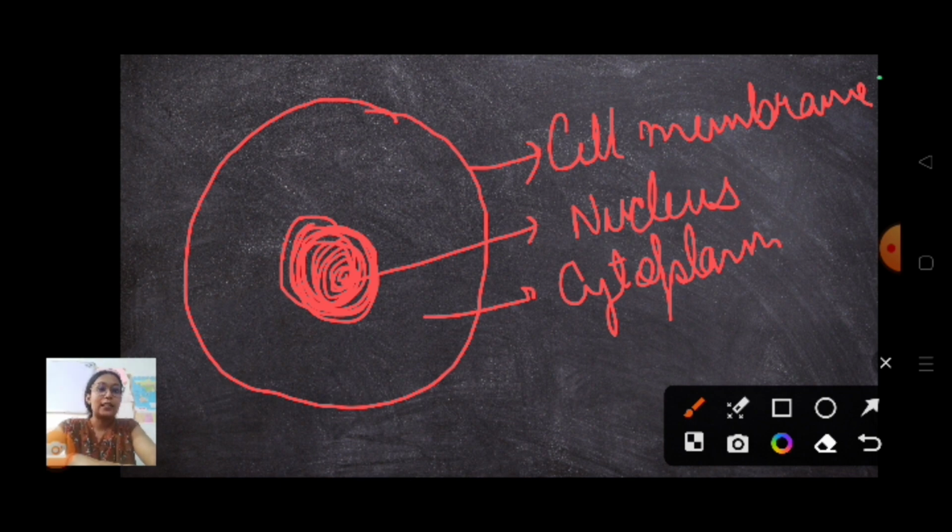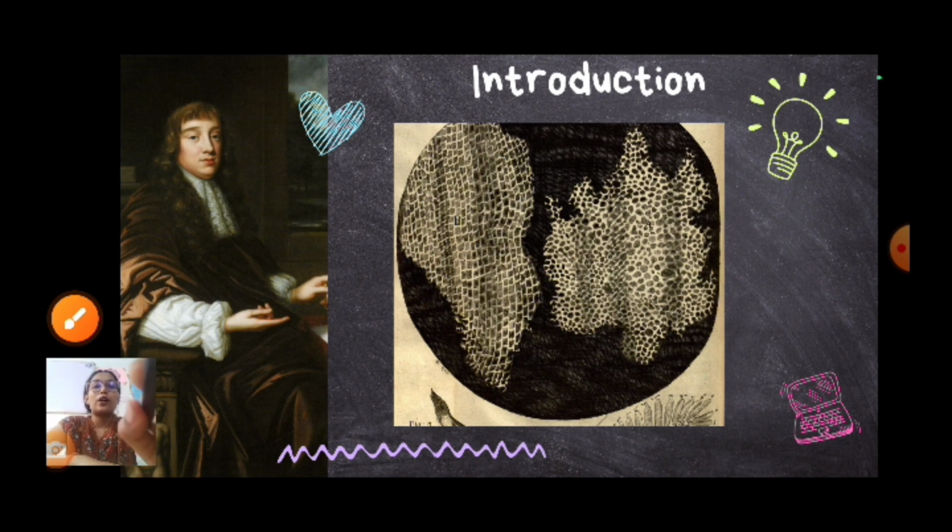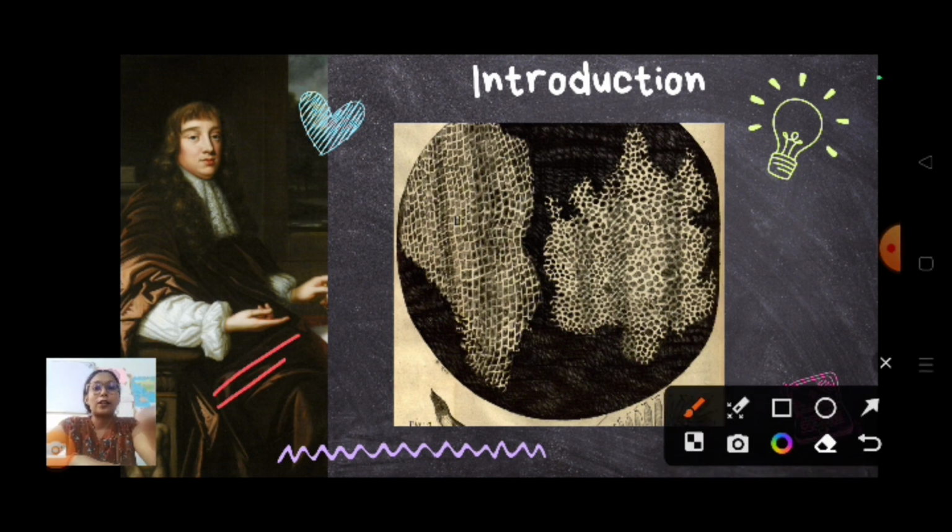Clear? Now, since we are discussing the cell, who discovered the cell? First thing you have to know. Okay, so next slide. This is Robert Hooke, a scientist. In 1665, he took a piece of cork from a tree. You know a tree has bark, the outer covering of a tree. Suppose this is a tree, the outer covering. So he took out a piece of bark of a tree, which we call cork.